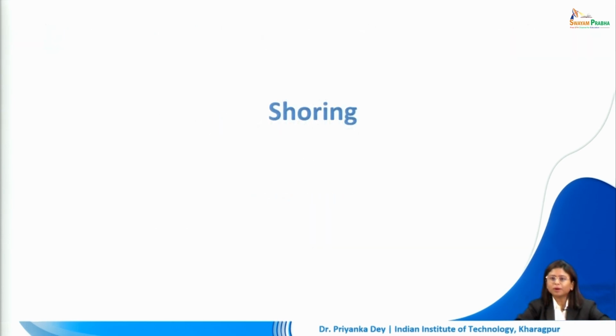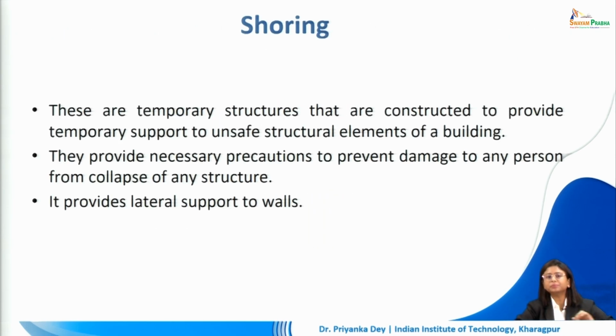So let's first talk about shoring. What do we mean by this term? Shoring are temporary structures that are constructed to provide some amount of temporary support to unsafe structural elements in a building. So let's say there's a part of a building, a wall, which has become temporarily unsafe and it requires additional support from a lateral direction. We can use shoring to do so. Shoring provides necessary precautions to prevent damage to any person due to the collapse of any structure, and it provides lateral support to walls, as I already mentioned.